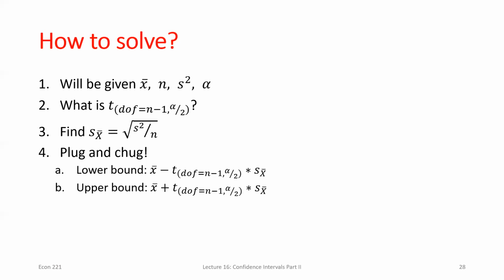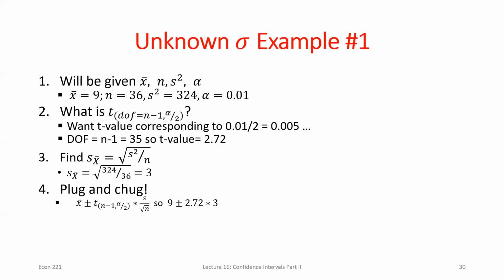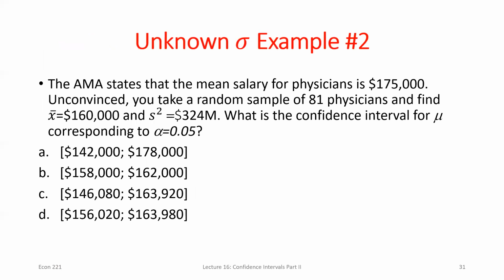It's just we're using a different distribution. So let's look at a problem, right? I'm going to skip this one because it doesn't have any context to it. And I think I want to start out with what it does. So let's say that the American Medical Association kind of starts out saying that the mean salary for physicians is $175,000.